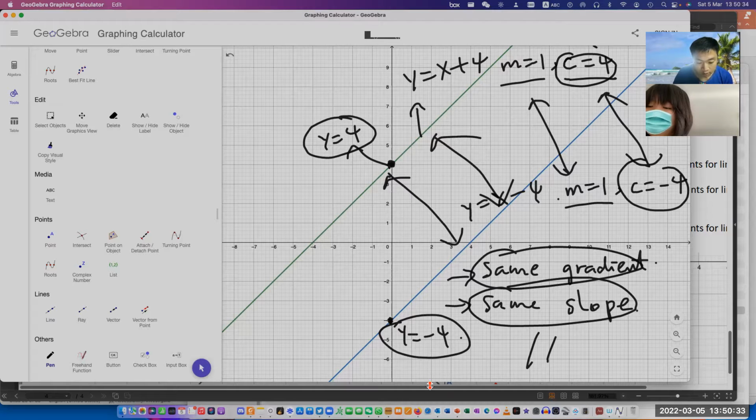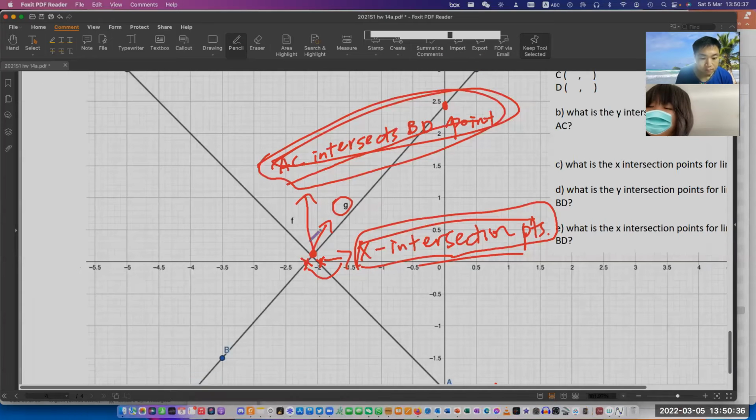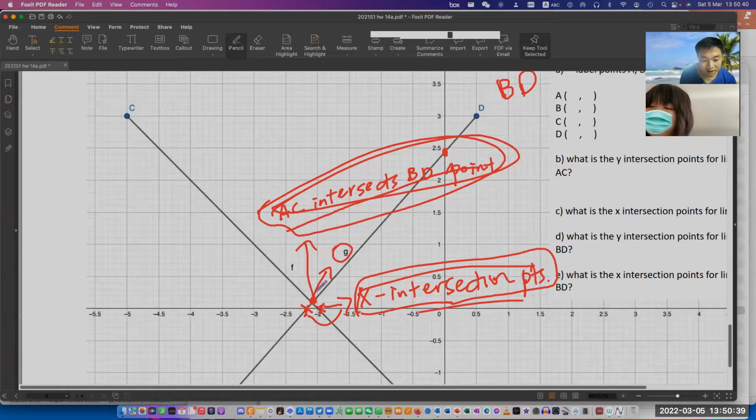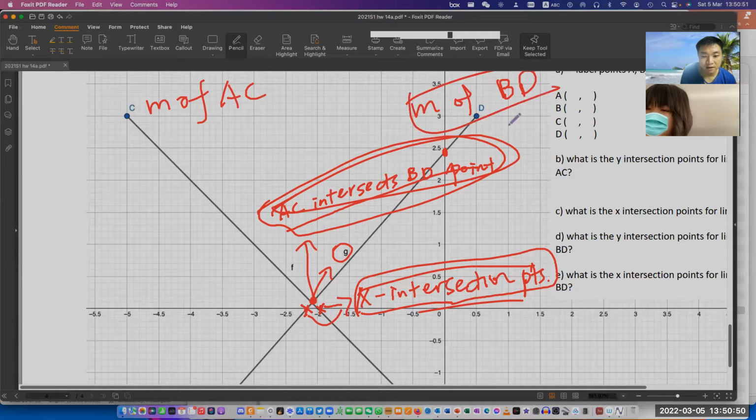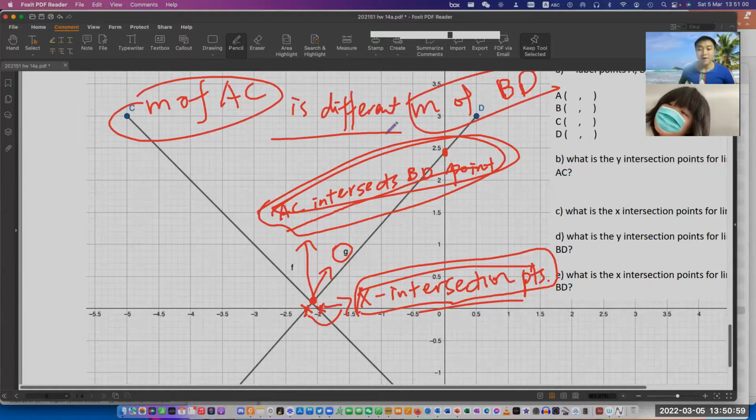But for this question, too bad, they have an intersection point. Therefore, the gradient of AC and the gradient of BD are different. When you have a different gradient, only then can you intersect. If you have the same gradient, that means always parallel, no intersect. Different, intersect.